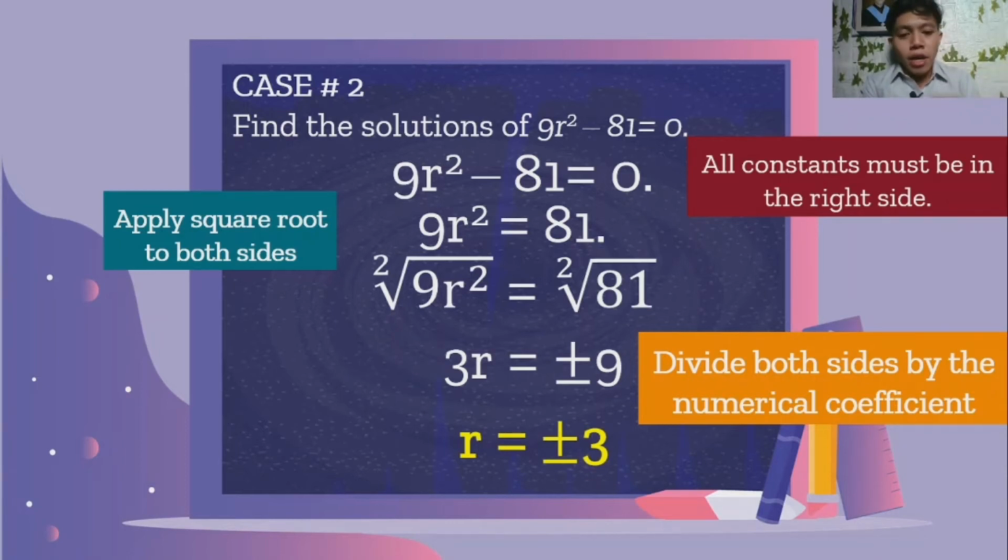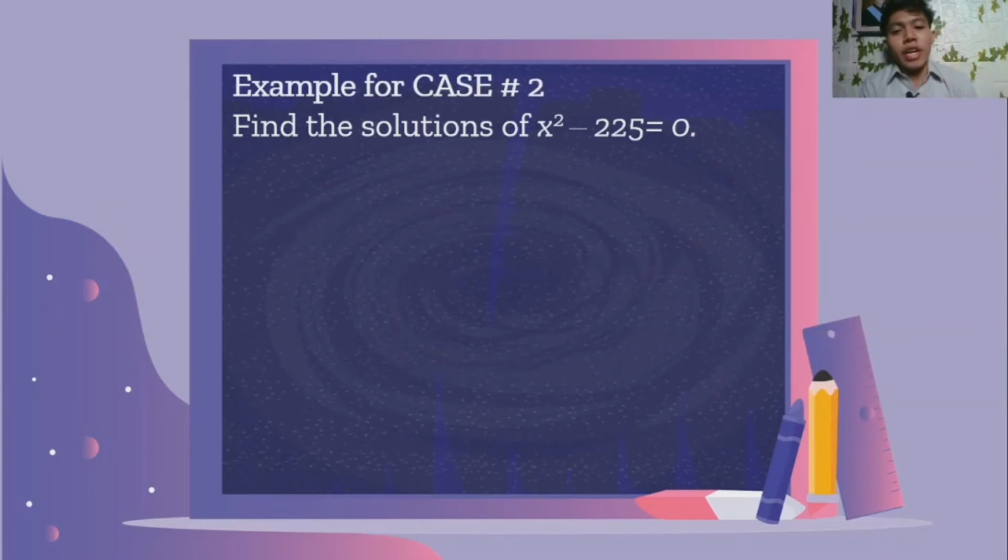By the way, yung r is equal to positive, negative 3, yan yung tinatawag na solutions. Okay? Anong sabi ko kanina? Ilan yung solution sa isang quadratic equation? 2. Kaya dito, tignan mo, 2 yan. Isang positive 3, isa ding negative 3. Take note, ha? Okay.